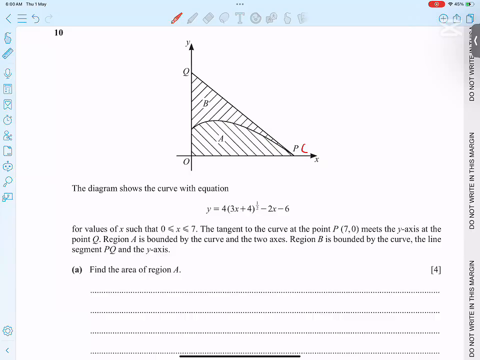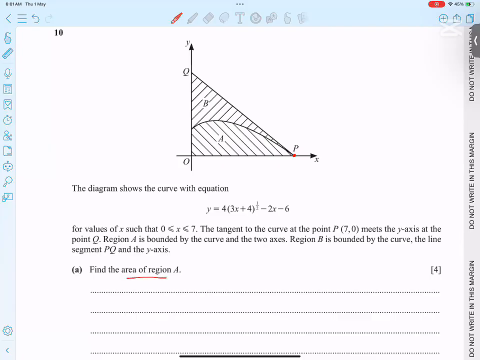Tangent to, it means p is not that point. p is this point. You can see here, p is this point. Tangent to the curve at p (7, 0) means p is on the x-axis here. Okay, and it meets the y-axis at q. So fine. So tangent to the curve at point p, 7, 0, we have this one. Region A is bounded by the curve, you can see this one only. And B is bounded by the curve and the segment PQ. So this is the B part.